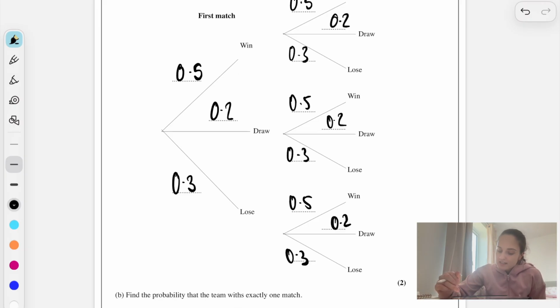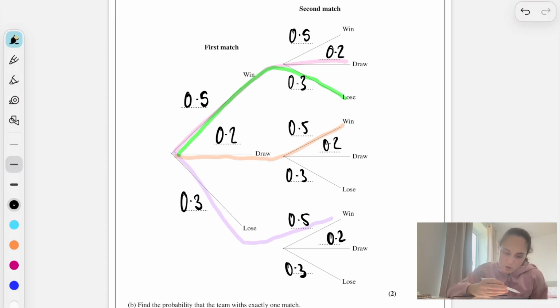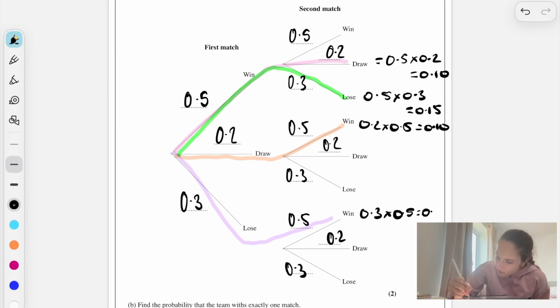We now need to find the probability that the team wins exactly one match. So again, to win exactly one match, we could either win and we could draw, we could win and we could lose, we could draw and we could win, or we could lose and then we could win. So we need to work out each of these probabilities. So winning and drawing is going to be 0.5 times 0.2, so that's going to be 0.10. We've got 0.5 times 0.3 for this one, so that's 0.15. We've got 0.2 times 0.5, so that's 0.10. And then this one, we've got 0.3 times 0.5, and that's 0.15.